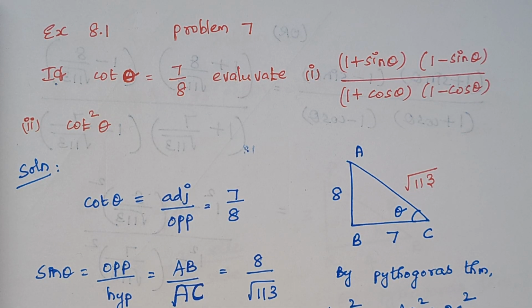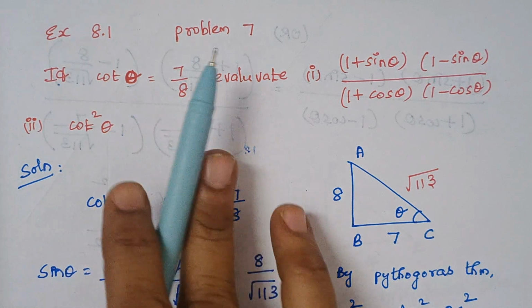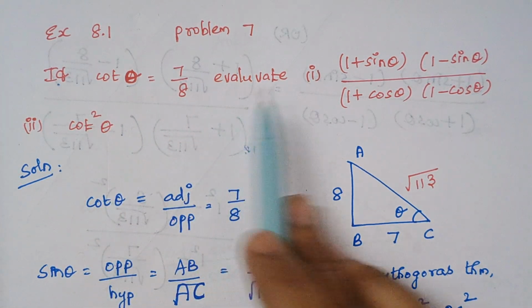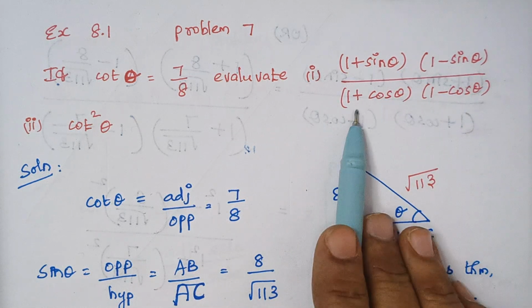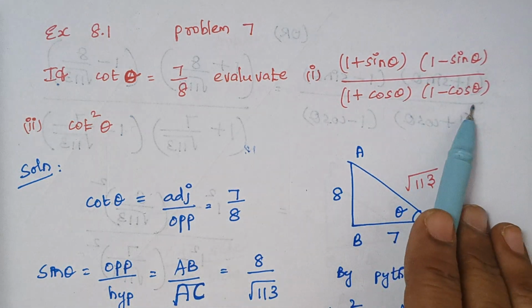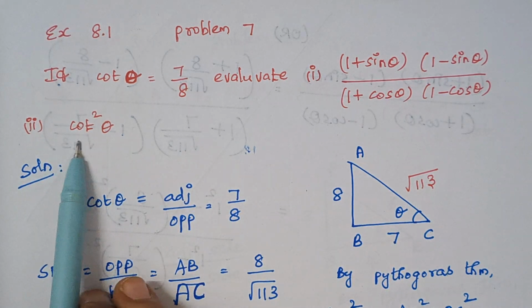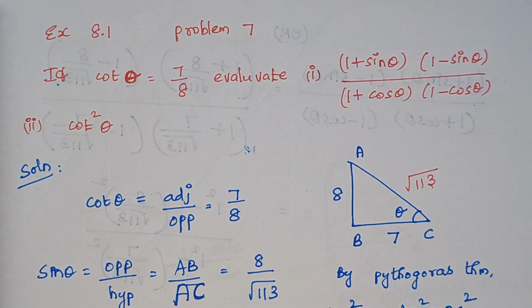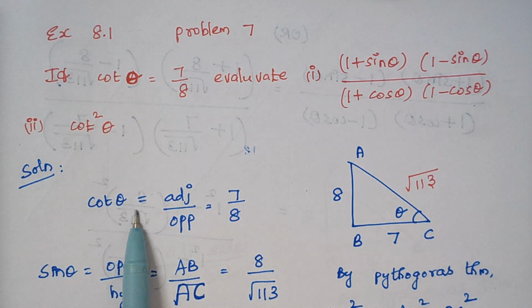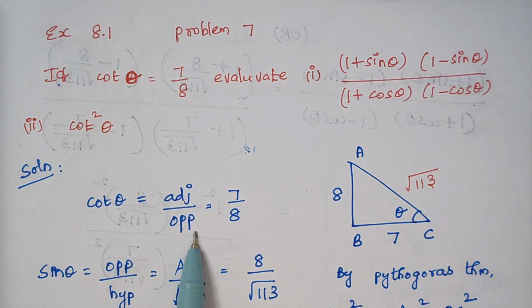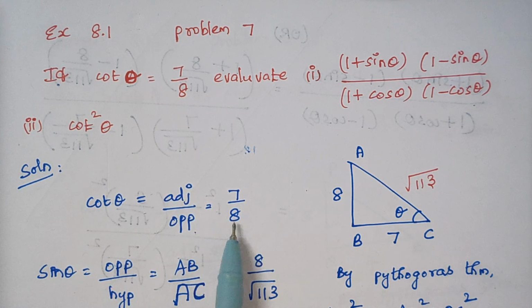Problem number 7. If cot theta is equal to 7 by 8, evaluate, first, (1 plus sin theta) into (1 minus sin theta) divided by (1 plus cos theta) into (1 minus cos theta), and the second option is cot square theta, right? So here, what is the formula for cot theta? Cot theta is nothing but adjacent by opposite side, which is equal to 7 by 8.